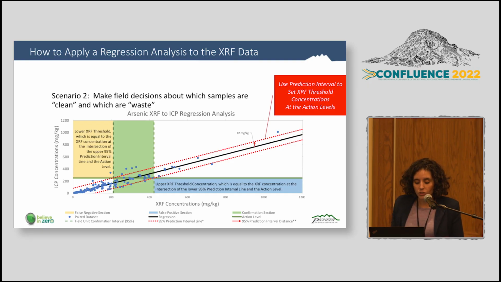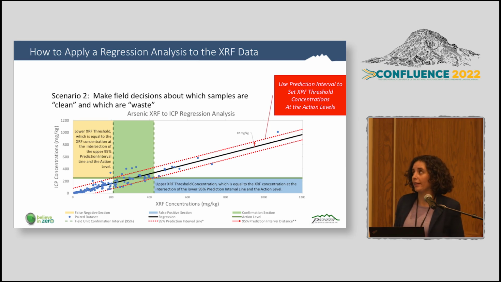You also want to reduce false positives, and this is more of a cost savings thing. In this instance, your XRF is showing that the sample is waste, but if you send it off to the lab, it would actually be clean. So if you get false positives, you're going to end up over-remediating a site and cleaning up someplace that you don't necessarily have to.